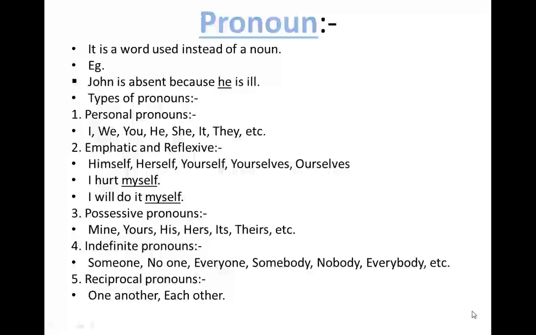But if we are talking about anything not in particular and they are doing action in a group, then we will use the reciprocal pronoun one another. But each other will always be used when we are talking about only two persons. Is it clear?